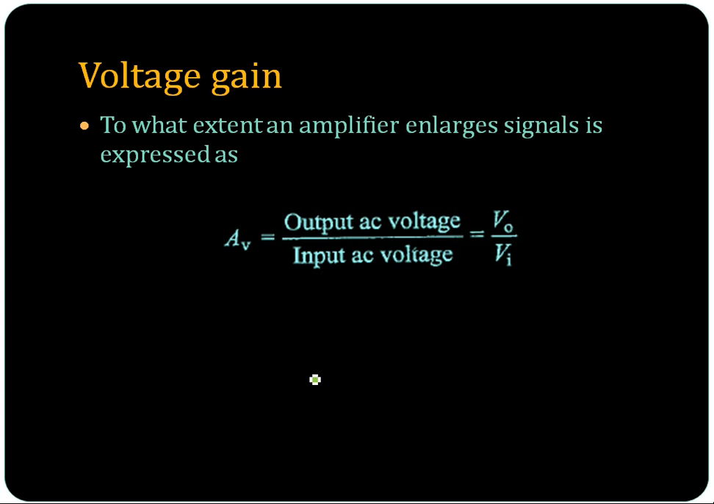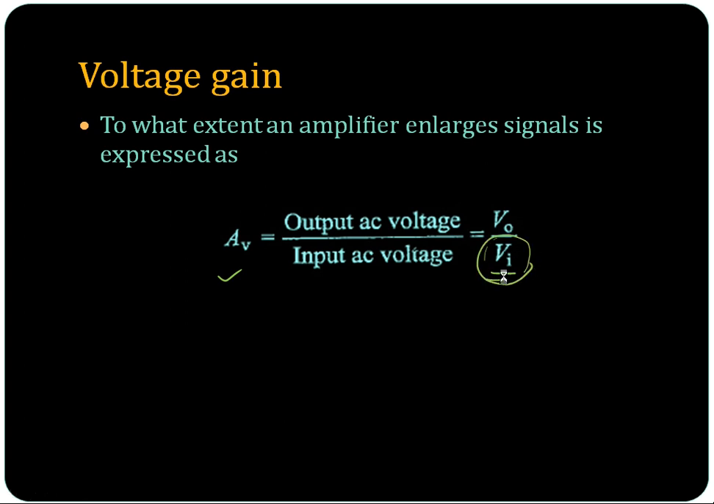Now, the next important term concerning this single stage amplifier is its voltage gain. So what is voltage gain? To what extent an amplifier enlarges signals is expressed using its voltage gain. So what is AV? It is output AC voltage V0 by input AC voltage Vi. You are amplifying this input signal.